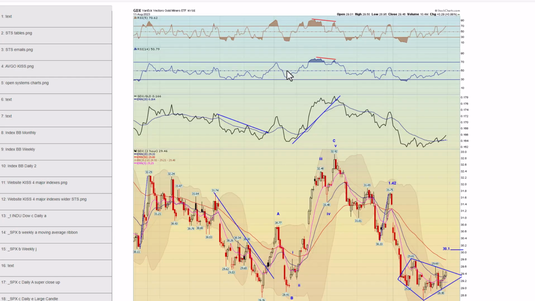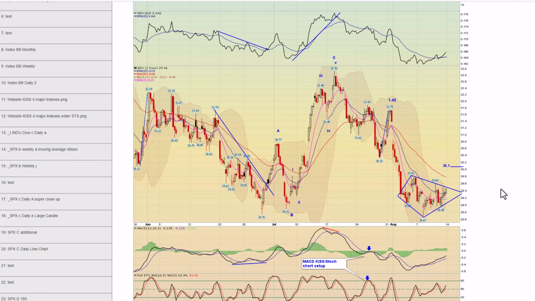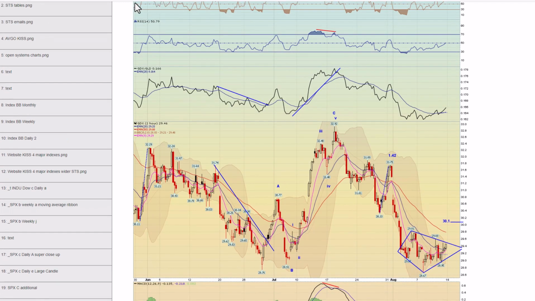Next, chart 111, here's a 2-hour view. You do have a diamond here. If we were to break over the diamond, that would be a positive. The largest bounce since the downtrend from July, $1.42. So you need a rally over $1.42 to break symmetry.